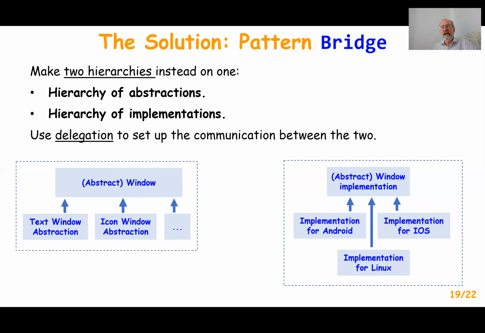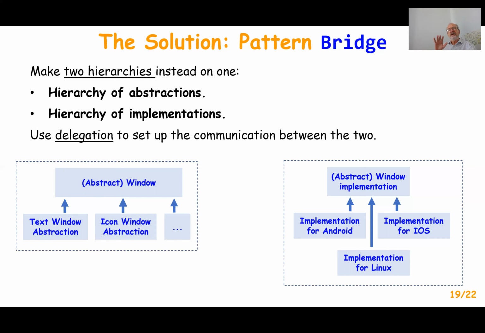And in parallel, we create implementations. This is an important point. Look at the topmost element of the second hierarchy, abstract window implementation. Yes, the idea of this hierarchy is implementation. However, the topmost class is also an abstraction. It abstracts the ways we implement things for different platforms. We will see that on the real example later.